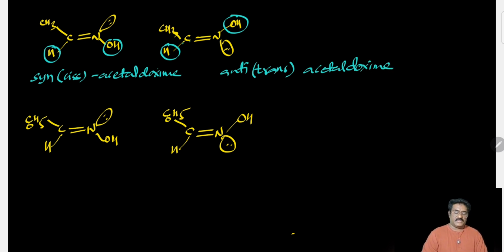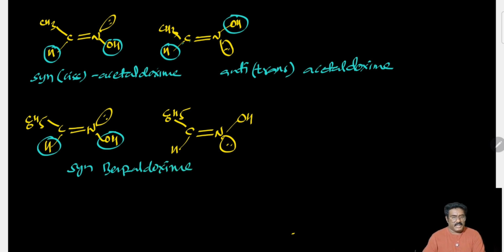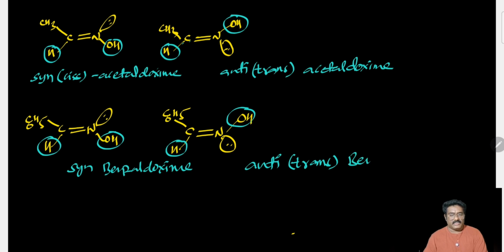Yes. Now look at carbon double bonded with nitrogen, hydrogen and OH on the same side, that is syn benzaldoxime. Yes, hydrogen and OH are on opposite sides. It is anti-benzaldoxime, nothing but trans benzaldoxime.